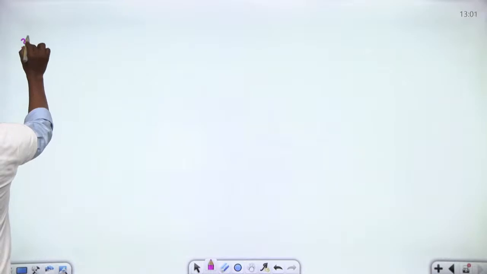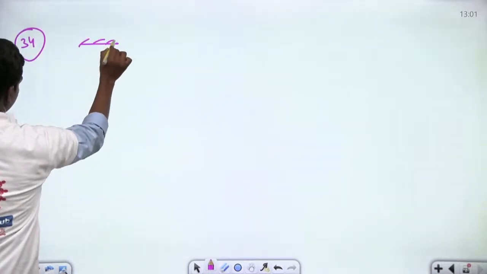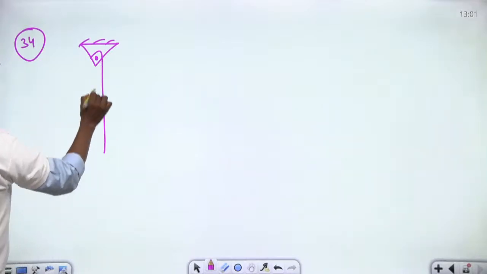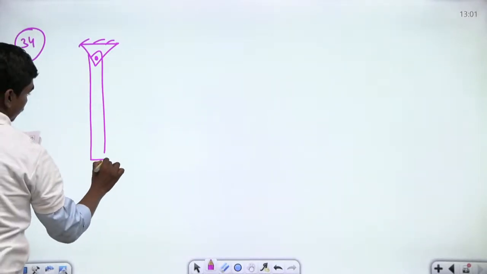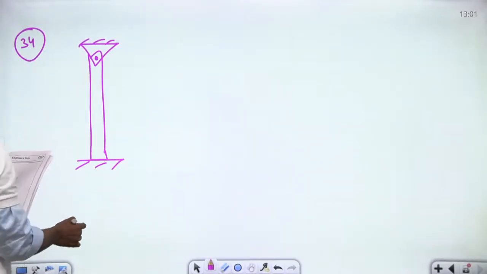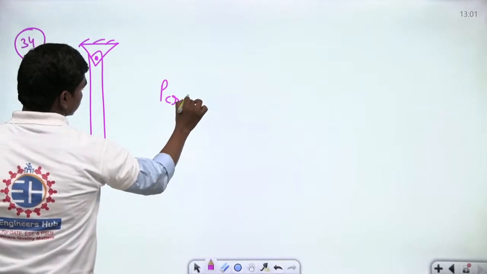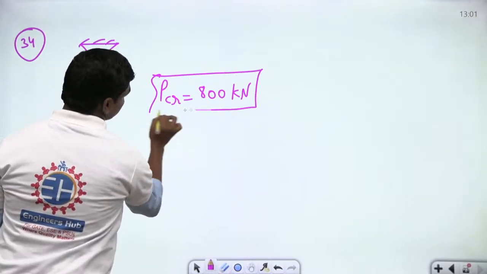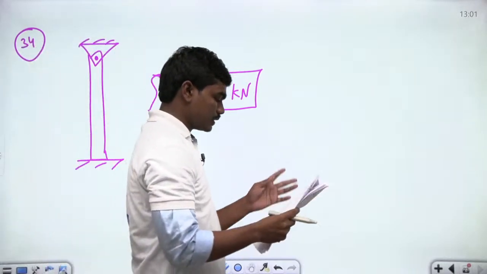Okay, next. This columns question 34, we have given a column with one hinge here, and also it's fixed here. So the critical load in this case they are asking you, the critical load value for this question is 800 kilonewtons, okay, which is pi square EI by L square, of course multiplied by 2 for this situation.